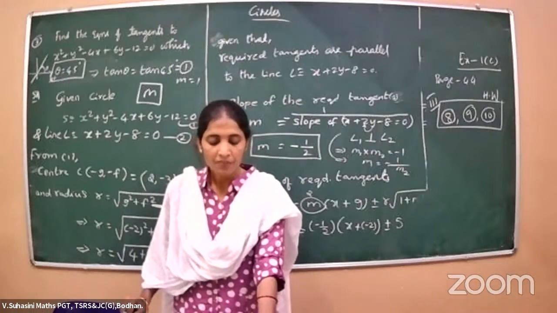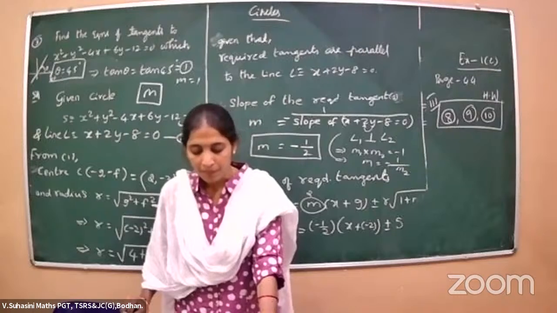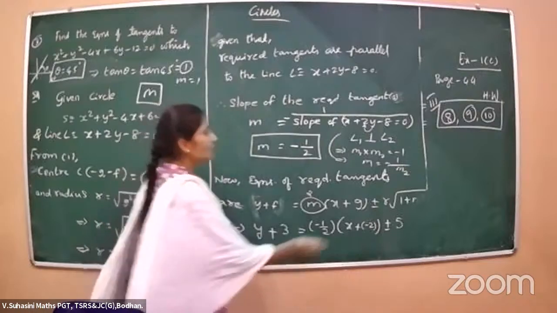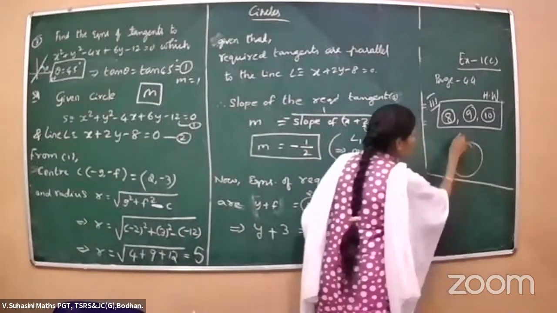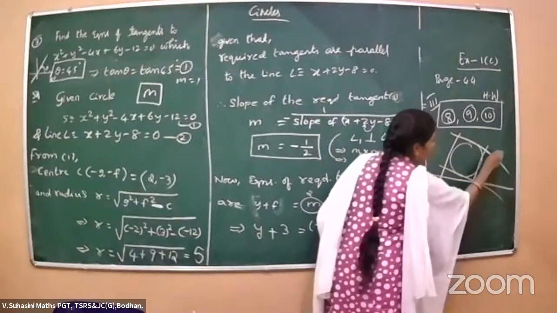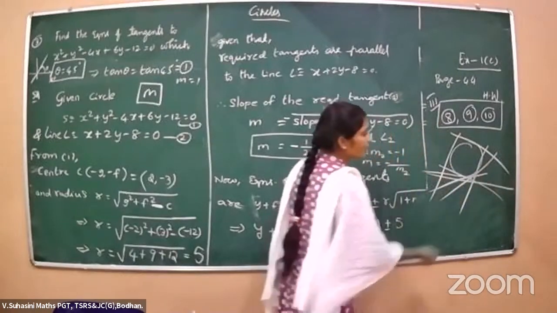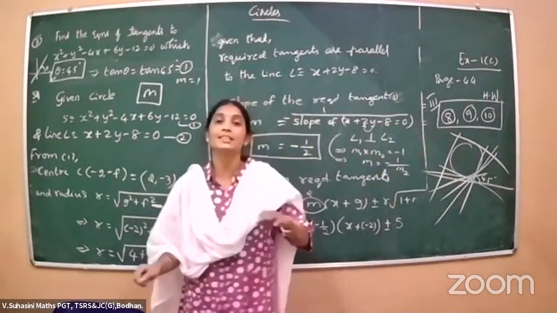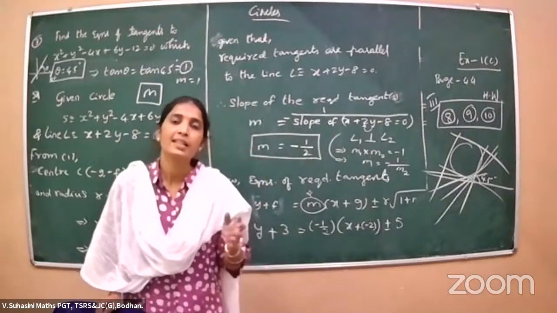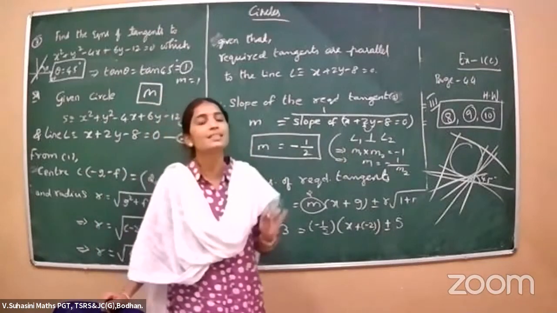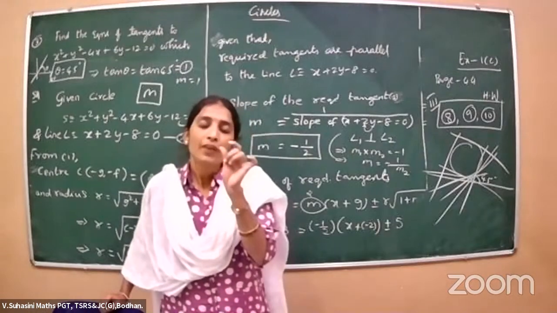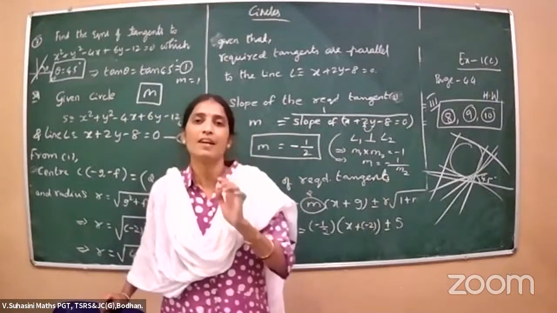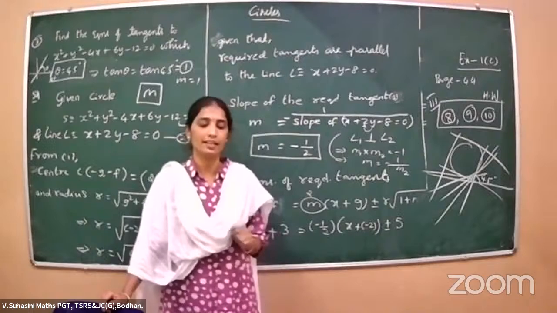Look at the 10th question, children. Find the equation of the tangents to the circle which make an angle of 45 degrees with the x-axis. We have so many tangents to the circle. Out of these tangents, which tangents do we need to find out? The tangent which is making 45 degrees. That means the tangent whose slope is tan 45, that is, the tangent whose slope is 1. That is, m is equal to 1. We have to find such a line which is a tangent as well as has slope 1. So m is equal to 1 is the condition provided in that question.